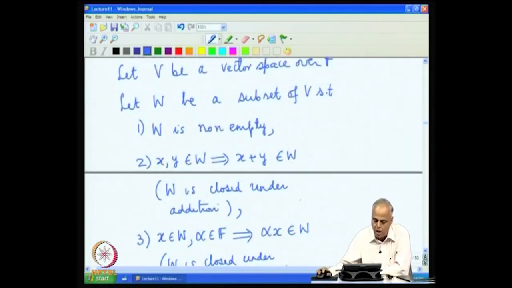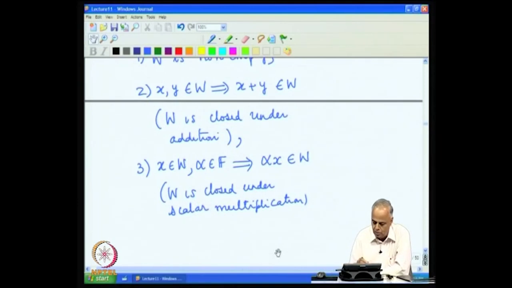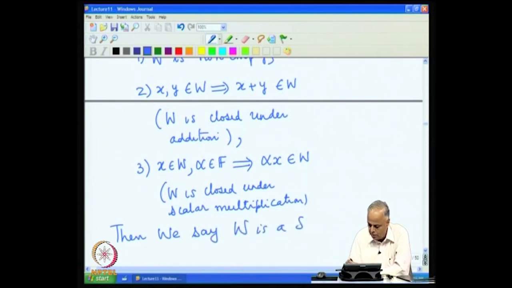So, if we start with a set in W which has these three properties, namely that it is non-empty, it is closed under addition, and it is closed under scalar multiplication, then we say W is a subspace of V.